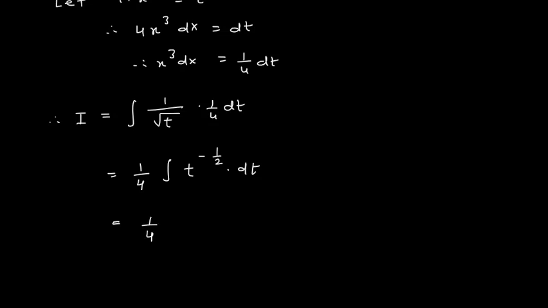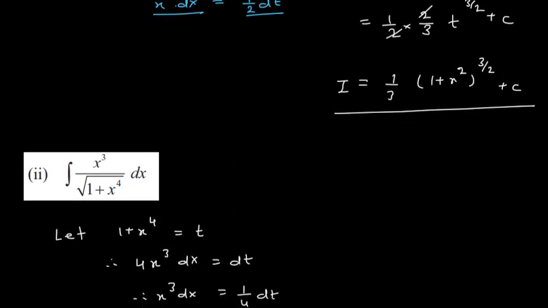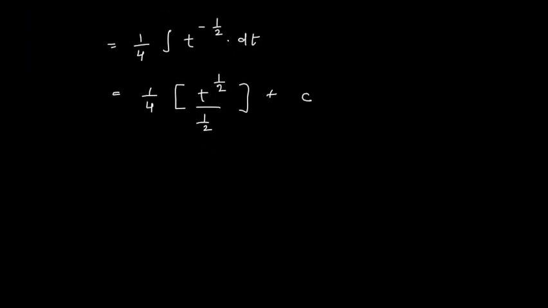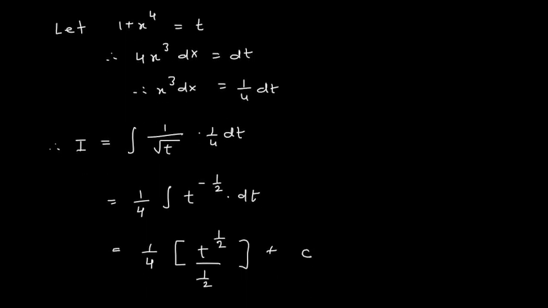So this is 1 divided by 4. Now t power minus half, if I integrate, I will get t power plus half divided by half. Minus 1 by 2 plus 1 will give plus 1 by 2, and plus constant of integration. In the previous problem, yes, I have used the constant of integration. Now I will replace this t with 1 plus x power 4.